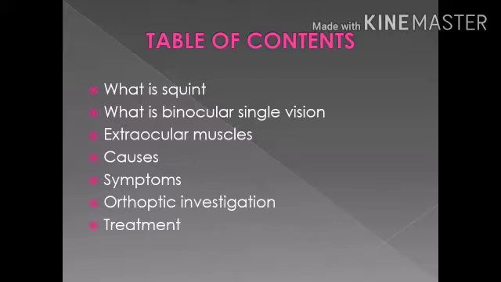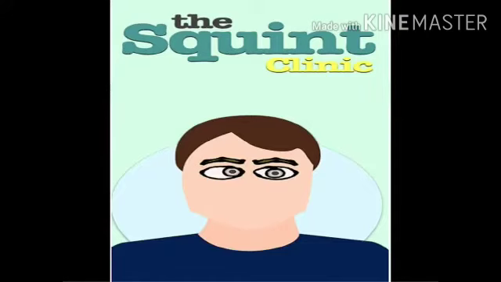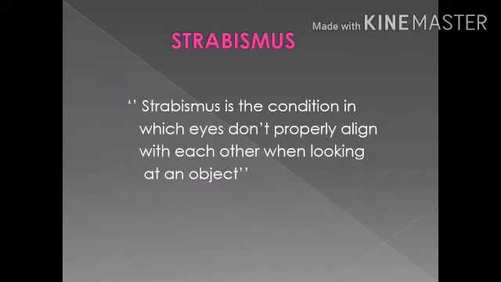This is the condition in which the eyes don't properly align, in which the eyes have different directions or different gazes when we look at different objects. So when the eyes align properly, we have normal eyes. But when the eye moves inward, outward, downward and upward, these are the conditions in strabismus.